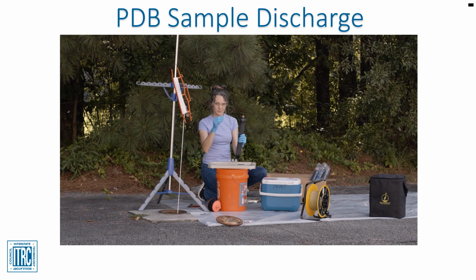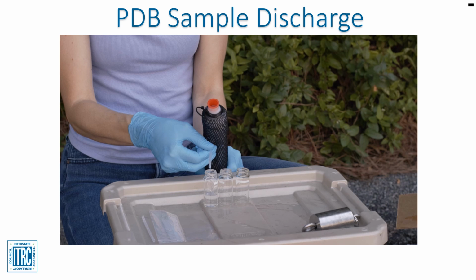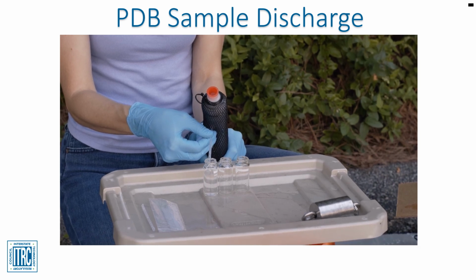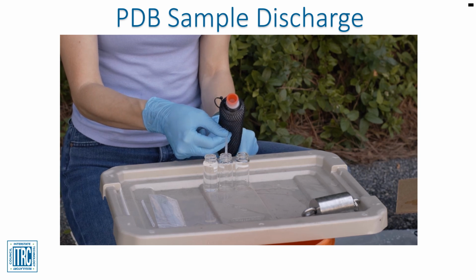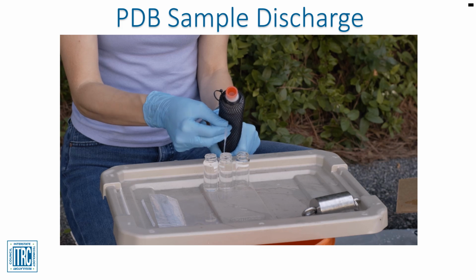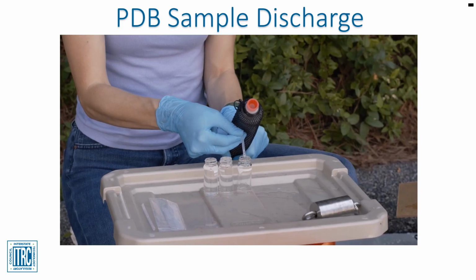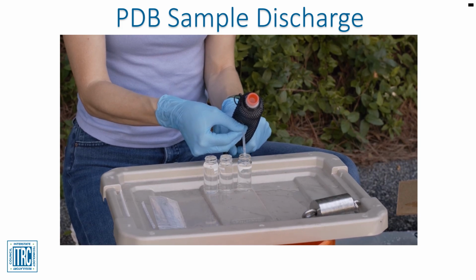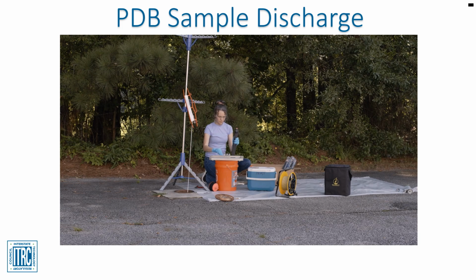Locate the discharge straws that came with the PDBs and remove one straw. Pierce the PDB with the pointed end of the straw. Manipulate the straw and the PDB to discharge the sample into laboratory bottles. The PDB may be pierced again as needed as the contents are removed. Package and ship the samples as required by the lab method.